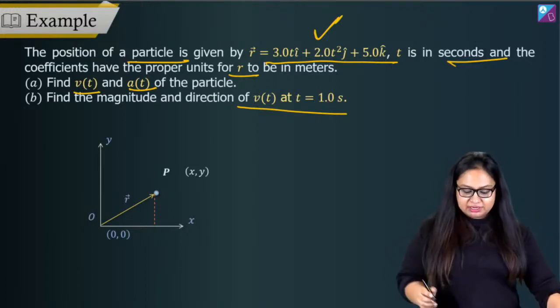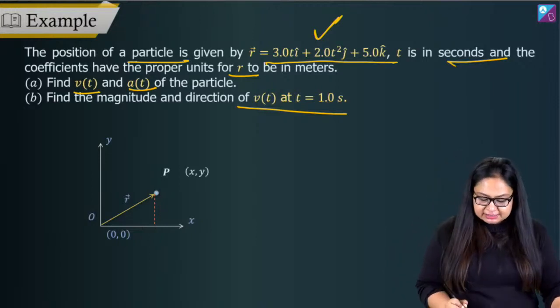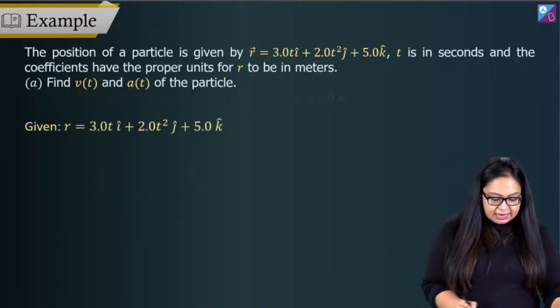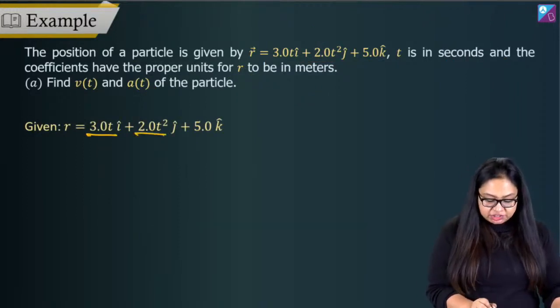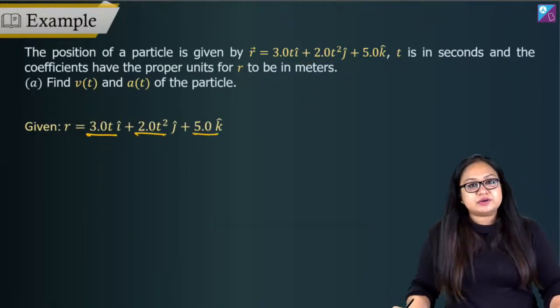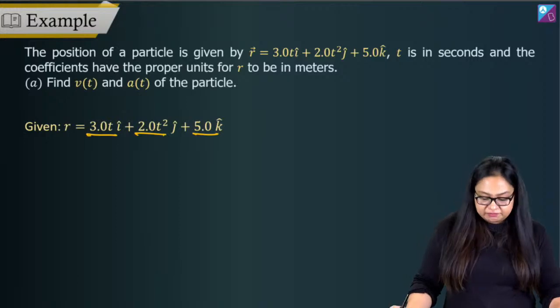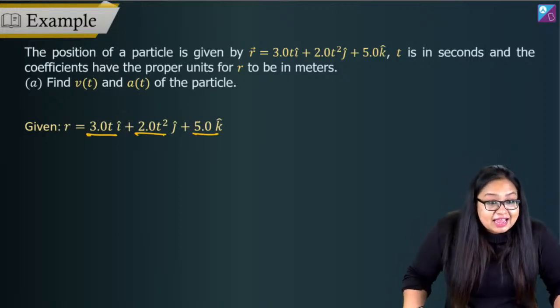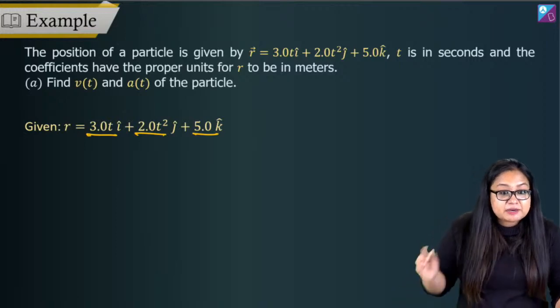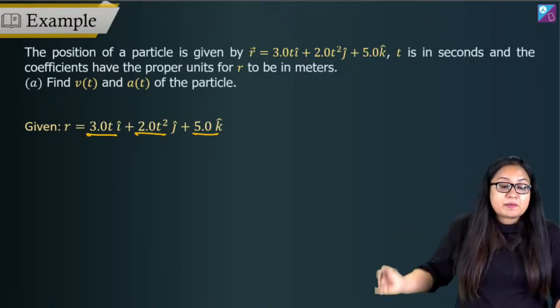So here, what is the first thing that's given to us? It's given that r is equal to 3t i cap plus 2t square j cap plus 5 k cap. Now tell me quickly, what is the velocity vector? v is equal to dr by dt, right? Ahsan has answered 3 i cap plus 4 j cap. Okay. What about the first part?